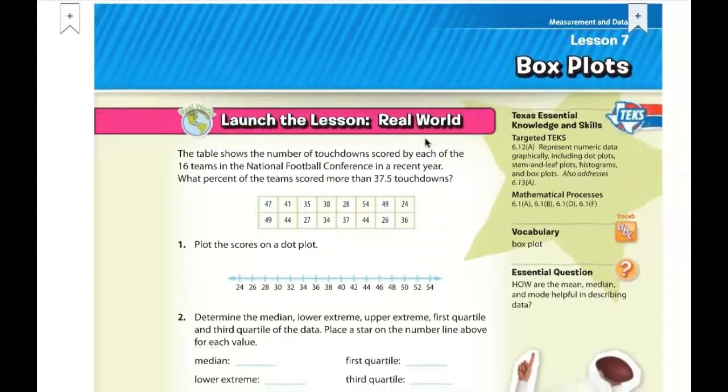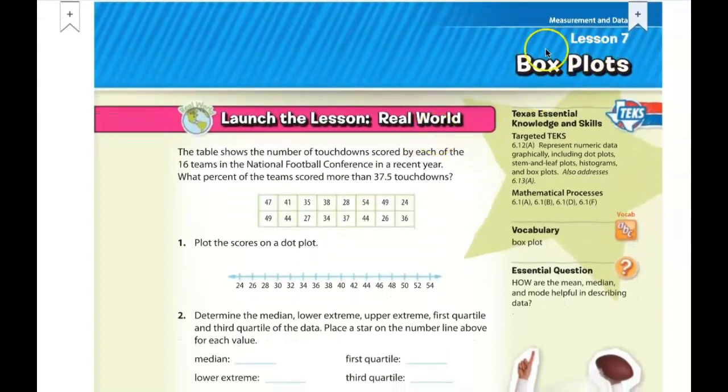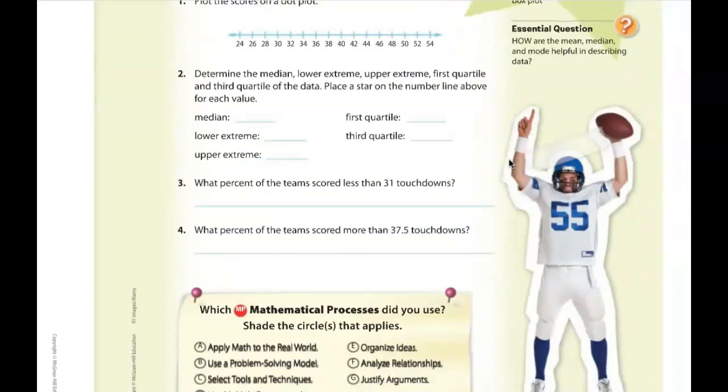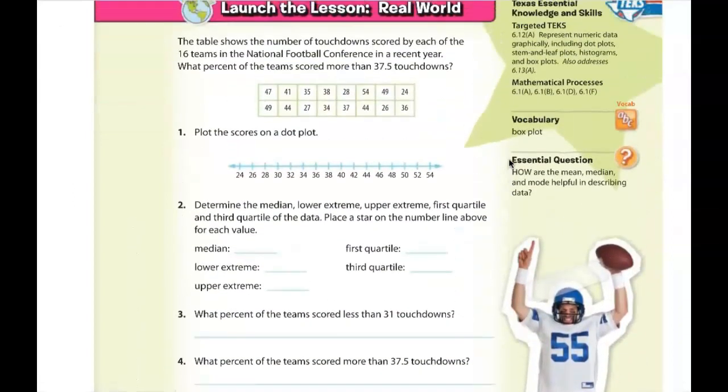Okay, so today we're going to do our notes video on Chapter 10, Lesson 7, involving box plots. Please open up your book to page 835.